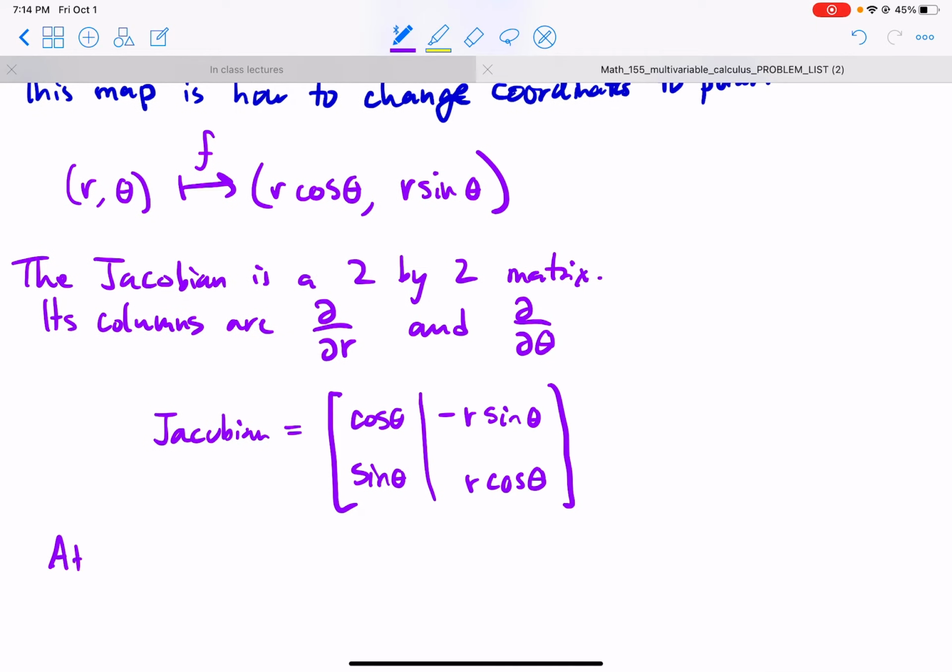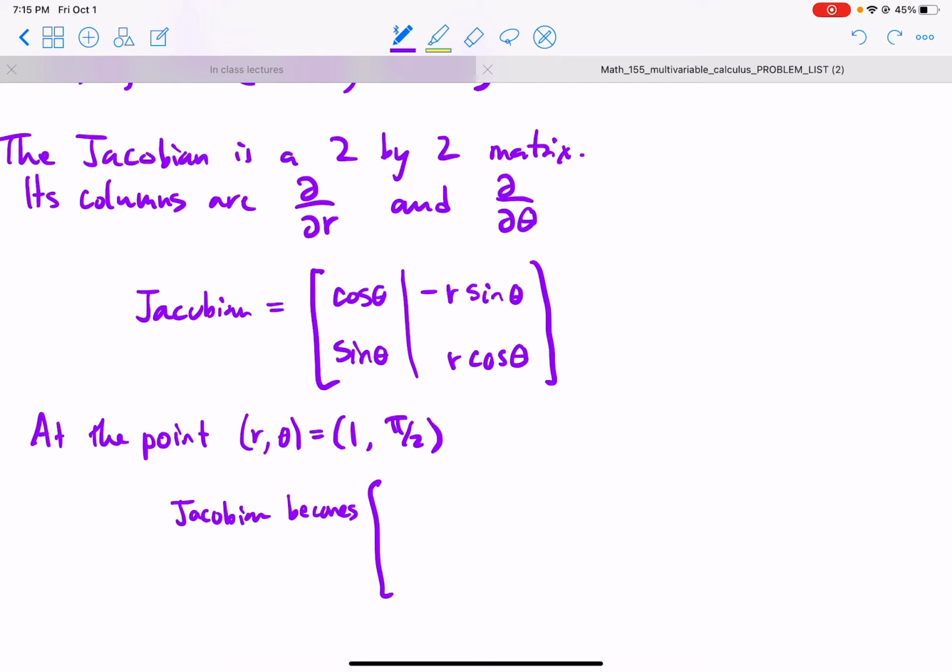So now I'd say at the point r theta equals 1, pi over 2, the Jacobian becomes what? Well, I plug in pi over 2 into cos and sine, and I get 0 and 1. I plug in pi over 2, and I plug in r equals 1 to get minus 1 and 0.